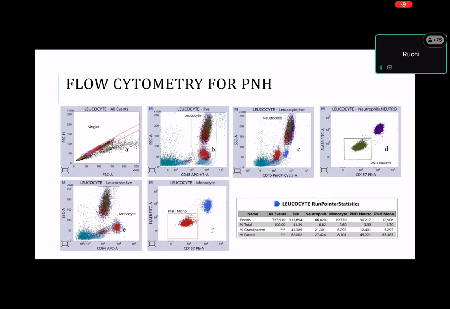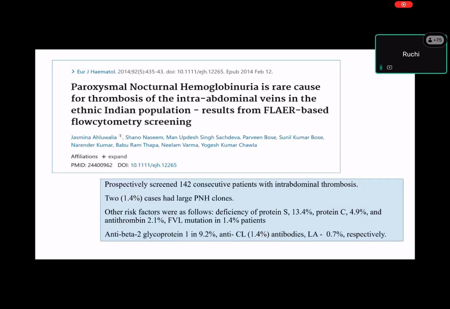the risk of thrombosis is high. This is a reference from Professor Jasmina Ahluwalia, who studied that in the Asian population, PNH is a rare cause of thrombosis of intra-abdominal veins in the ethnic Indian population. They prospectively screened 142 patients with intra-abdominal thrombosis. Only 2 patients had large clones, and the other risk factors they found were deficiency of protein S in 13.4% of patients, protein C deficiency in 4.9%, antithrombin deficiency in 2.1%, and factor V mutation in 1.4%. Additionally, they found anti-beta 2 glycoprotein 1 antibody positivity in 9.2%, anti-cardiolipin antibodies in 1.4%, and LA in 0.7%. So this is just to bring forward that they were studying PNH, but these are the other things these patients also came out positive for.